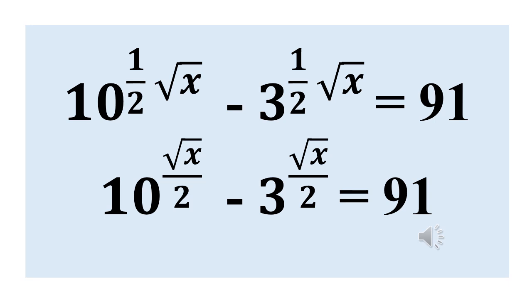That 3 raised to power 1 over 2, we change the square root also to 1 over 2, to half. 3 raised to power 1 over 2 is the same thing as square root of 3. So what we now have is, if we use 1 over 2 to multiply square root of x, we get square root of x over 2. So we now have 10 raised to power square root of x over 2 minus 3 raised to power square root of x over 2 equals 91.